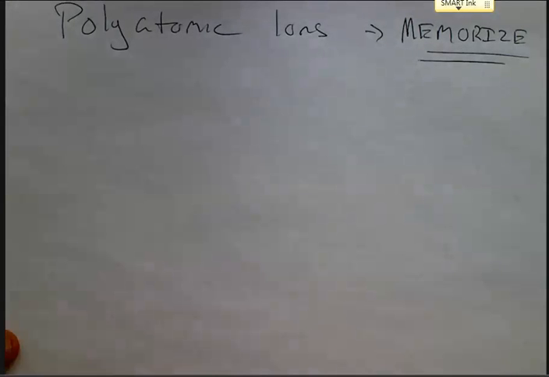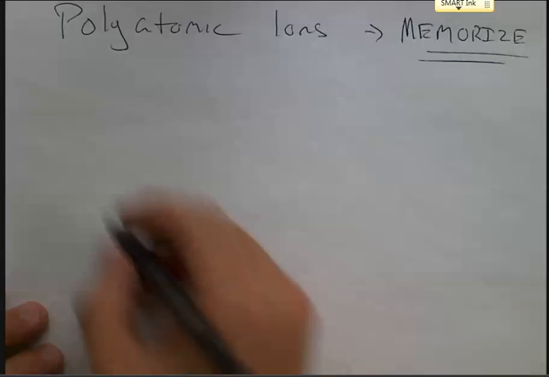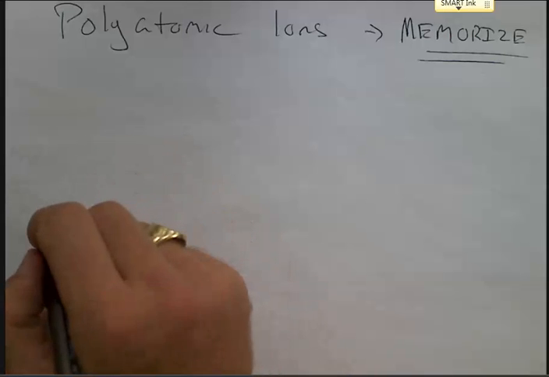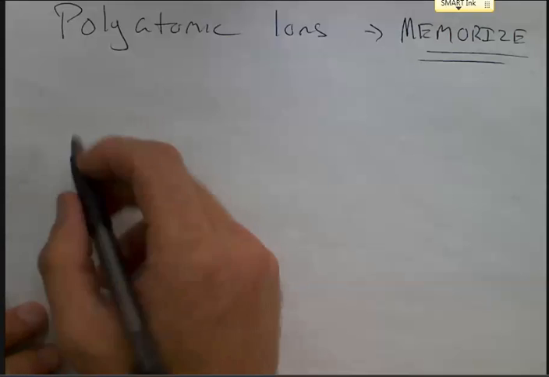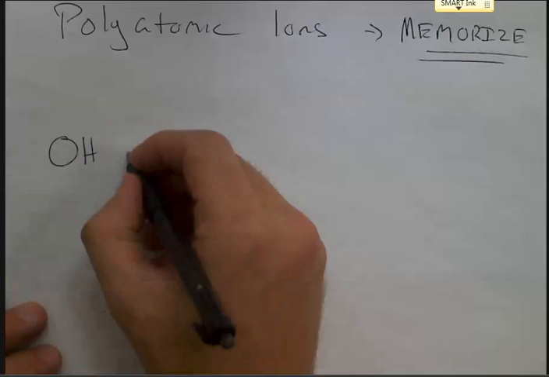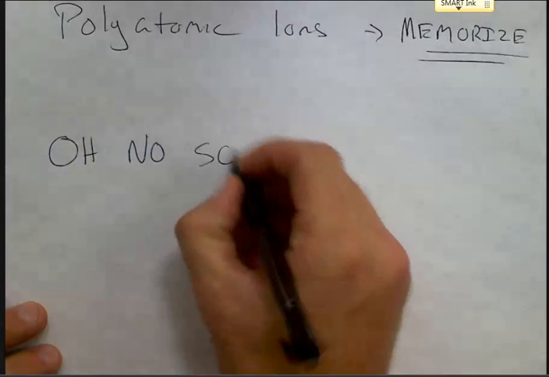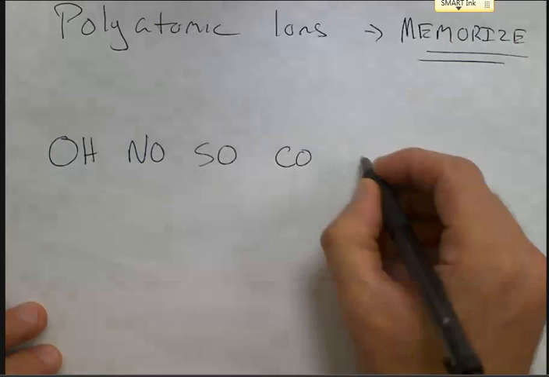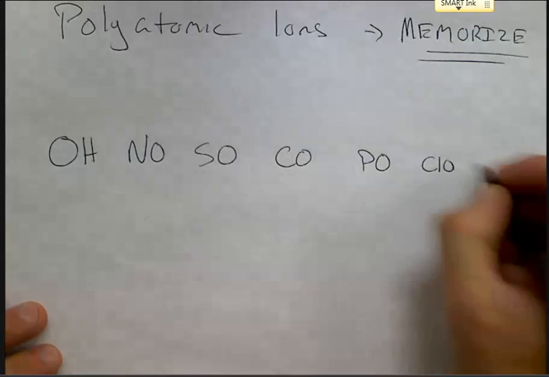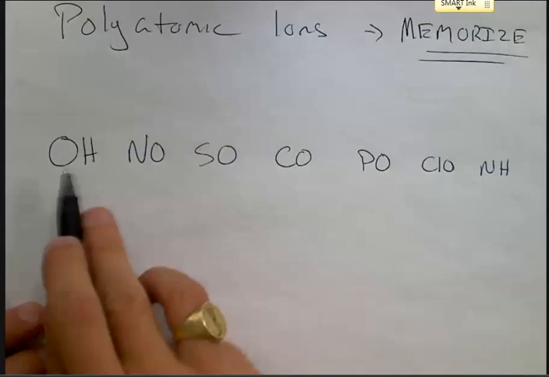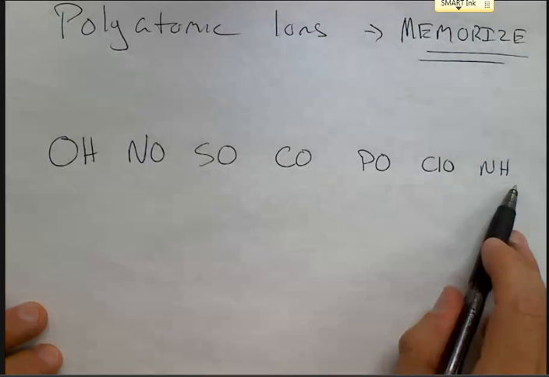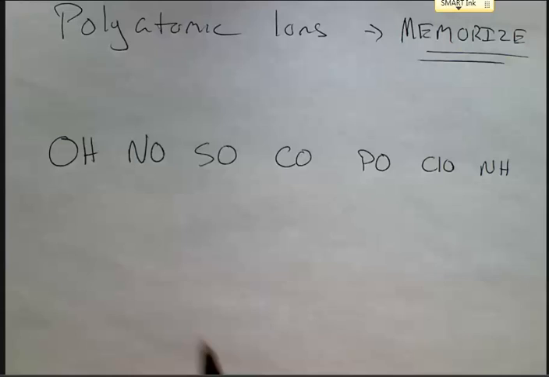Alright, fortunately we've got a handy little way to help you do that. Everyone repeat after me: Oh no, Sokopo, clone. And as for why we're singing random nonsense syllables: oh, no, so, ko, po, clone. This shows us the types of elements that are involved in each of our polyatomic ions.